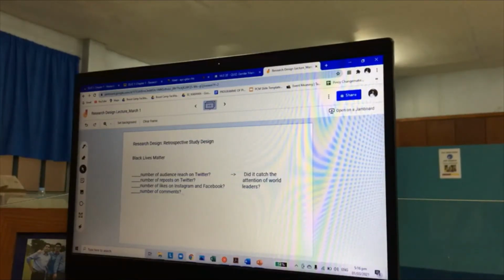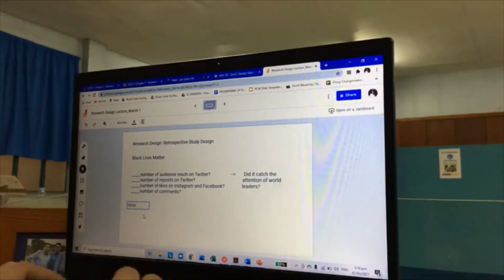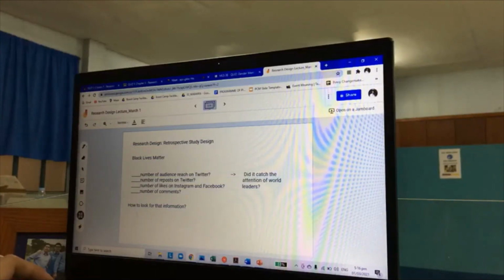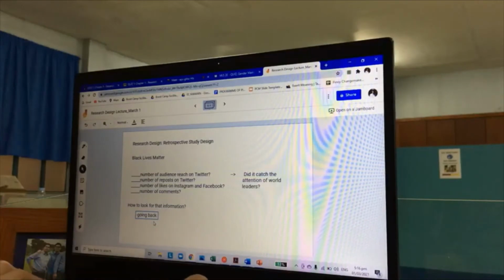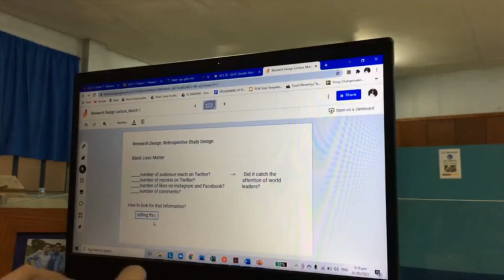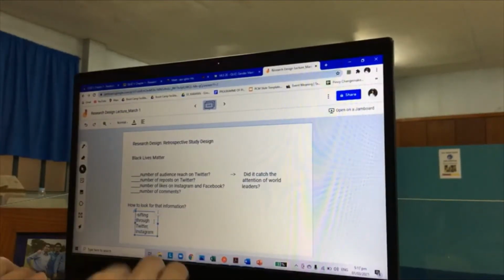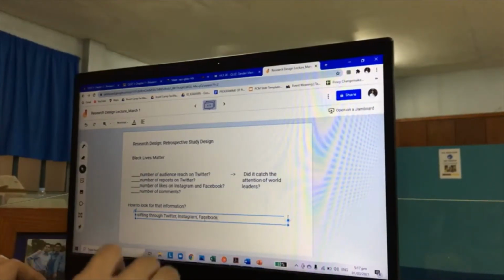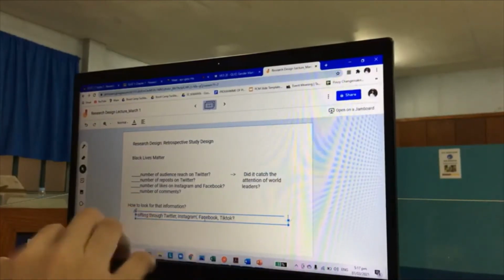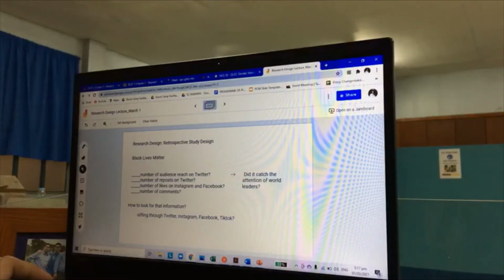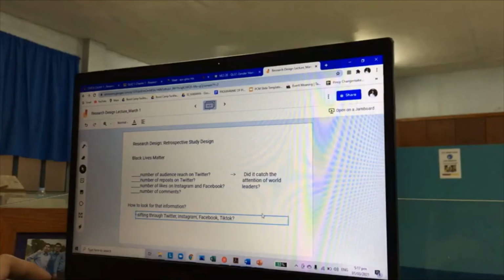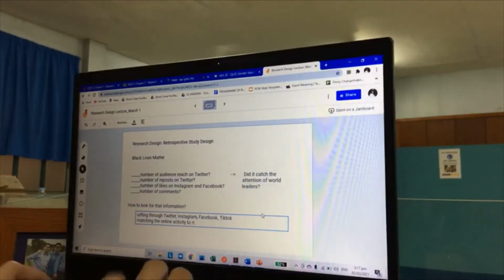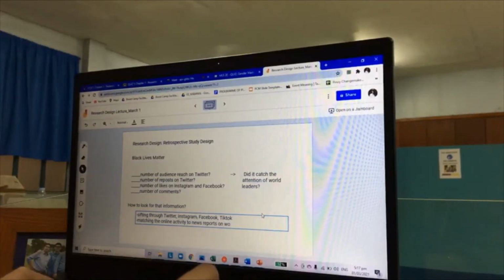How are we going to look for that information? Whether that be going back, searching online, sifting through Twitter, Instagram, and Facebook, which is relatively doable. It would be difficult at first, but everything is on the internet: Instagram, Facebook, and also TikTok. It depends on the researcher. Sifting through Twitter, Instagram, Facebook, TikTok, and then matching the online activity to news reports on the reaction of world leaders.